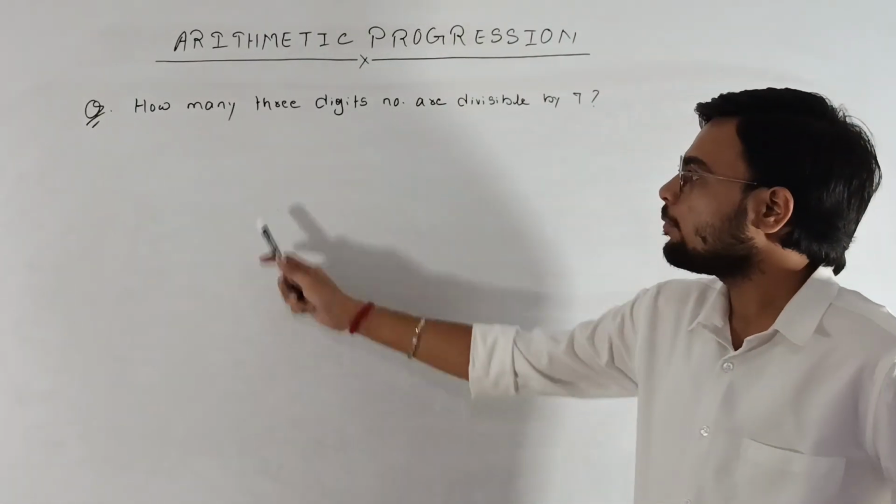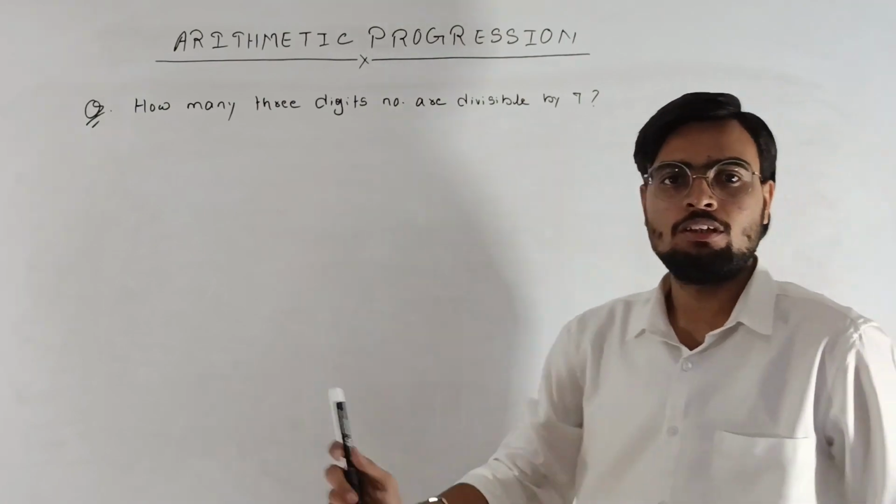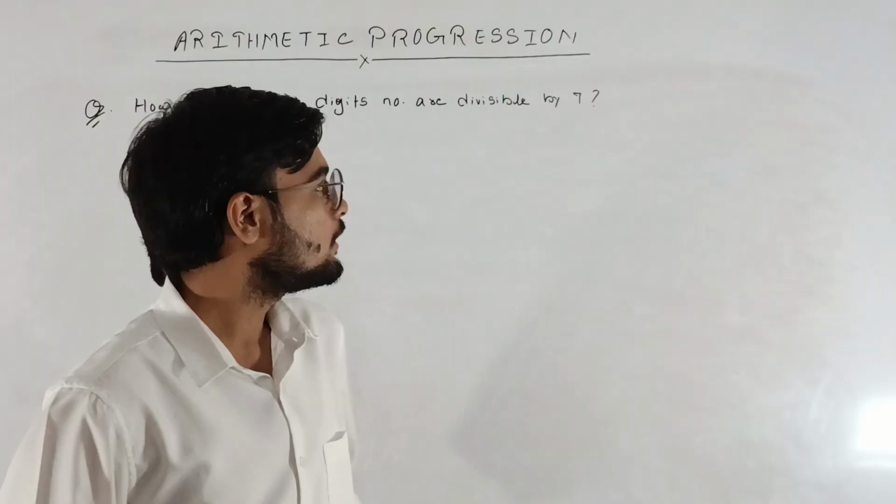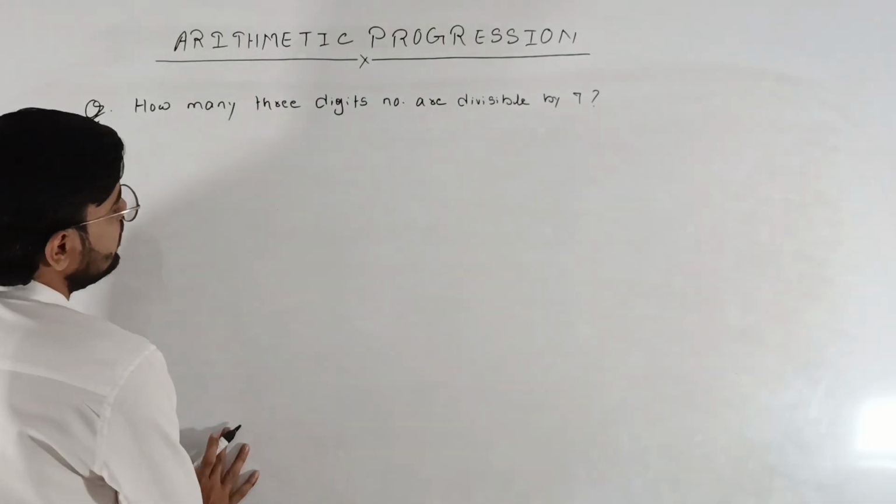The next question is: how many 3-digit numbers are divisible by 7? We have to find the 3-digit numbers which are divisible by 7. How many 3-digit numbers? So first we see what a 3-digit number is.